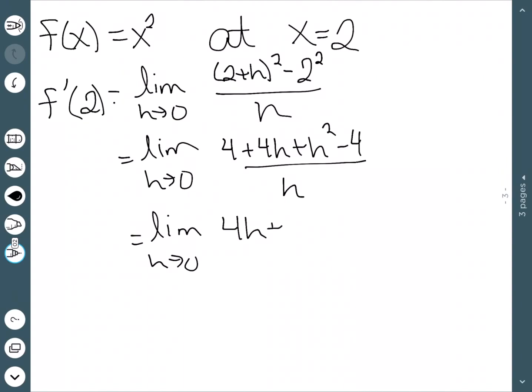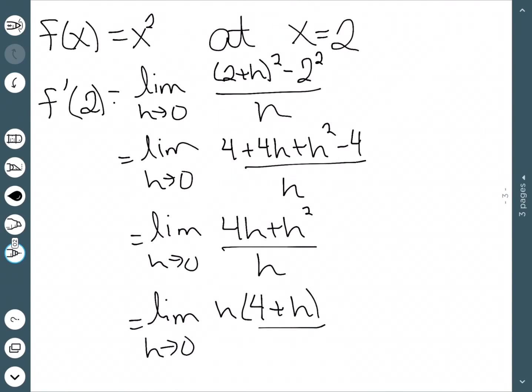I'm left with 4h plus h squared over h. I know I can factor out the h on the top. Now I have h times 4 plus h over h. I can now cancel the h's. So now I just have the limit as h approaches 0 of 4 plus h, which is 4. So I do have my limit. And now I have the value of my derivative. The derivative of x squared at 2 is going to be 4.